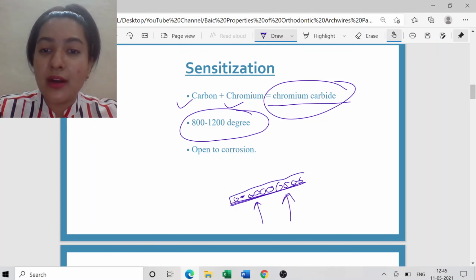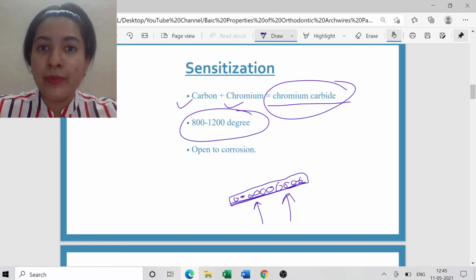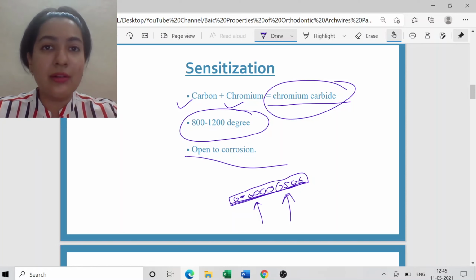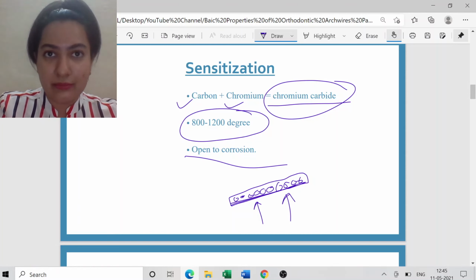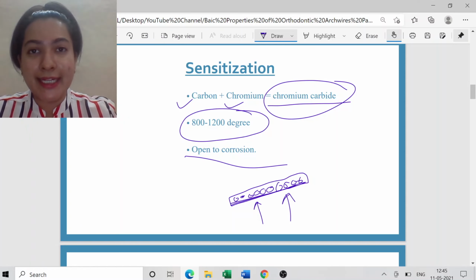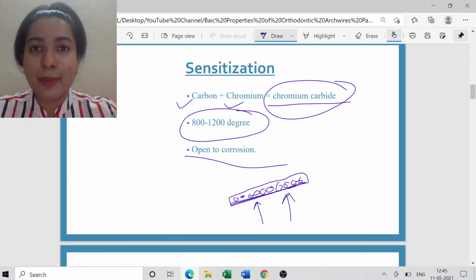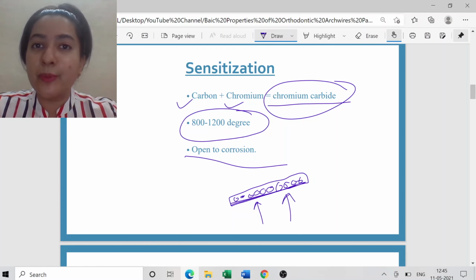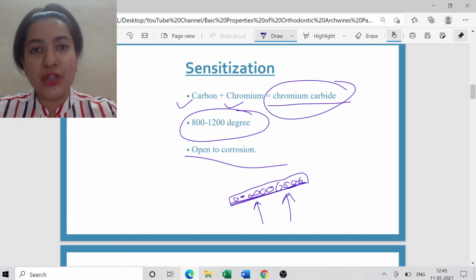Once this chromium carbide layer is formed, my wire becomes open to corrosion. Remember, the wire should not have the property of getting corroded, because we store it in the laboratory, we store it in our clinics, then it is inserted into the patient's mouth. So in case it has a tendency to get corroded, it cannot be placed in the patient's mouth. Plus, if it has a tendency to get corroded, the shelf life of our particular wire will decrease. So it is a loss not only for us but even for the patients.